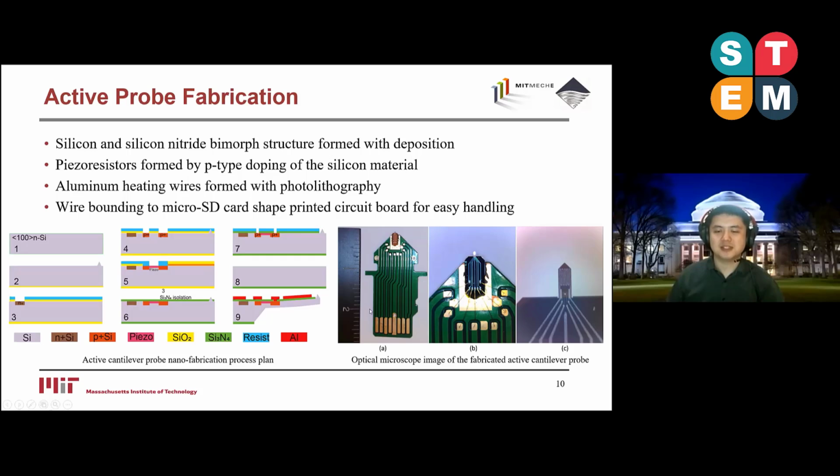You can see this is approximately over 1 inch in length. It allows people to handle it manually pretty easily compared to normal cantilevers, which are just at the tip size here. People have to use tweezers for handling those cantilevers, which might be difficult for novice users.